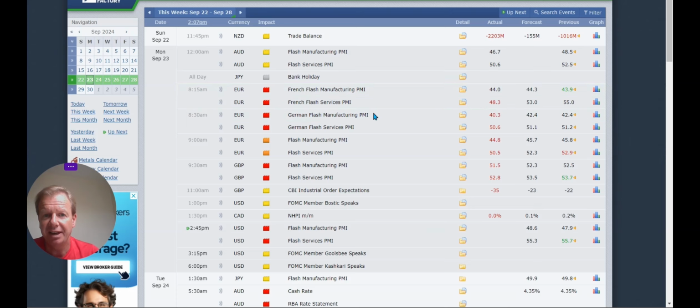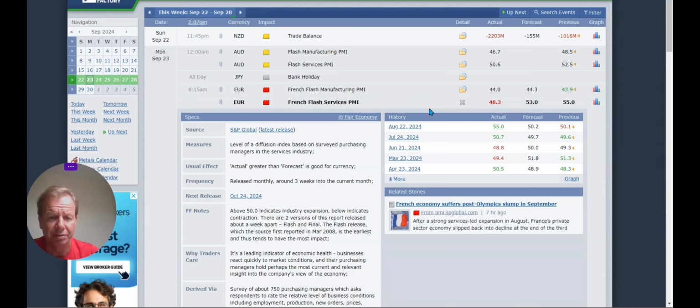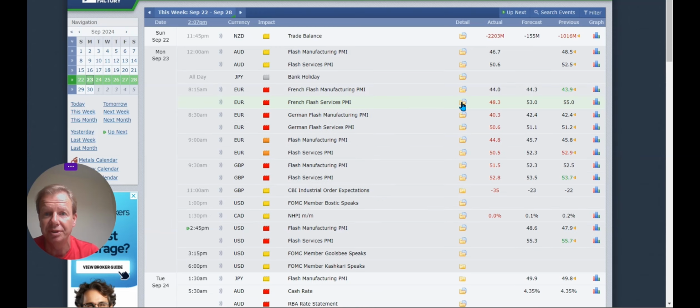And here, French flash services, yet again, you don't need to know what it is. Click on the folder. It says level of diffusion. Don't need to know all that, just need to know the usual effect. Yet again, it's actual greater than forecast, which you'll find is on most of these reports. 53, it's coming in at 48.3, so that's not good. And then we go on to the German, same category of results here, flash manufacturing, flash services, yet again, Germany uses the euro, so it's going to be affected. 51.1 came in at 50.6, 45.7, 44.8.